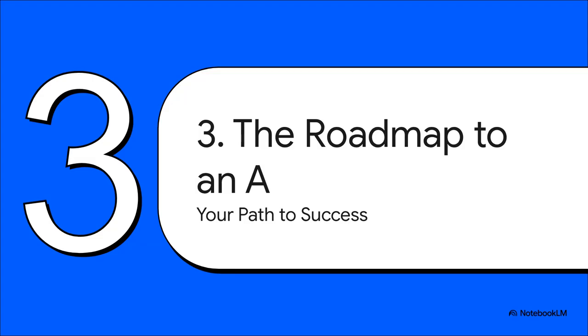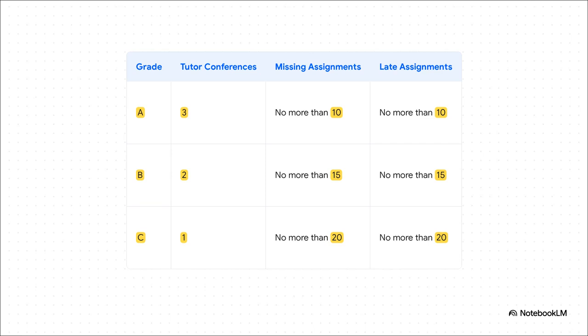All right, here we go. This is the big one, right? How does all this complete and incomplete stuff actually turn into your final grade? Let's pull up the roadmap because it's incredibly straightforward. This table is basically your guide for the entire semester. It spells out the exact labor required for each grade. It all comes down to how many tutor conferences you complete, how many assignments are missing, and how many are late. It's all right there, black and white.